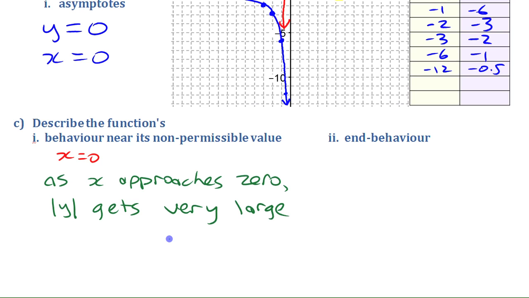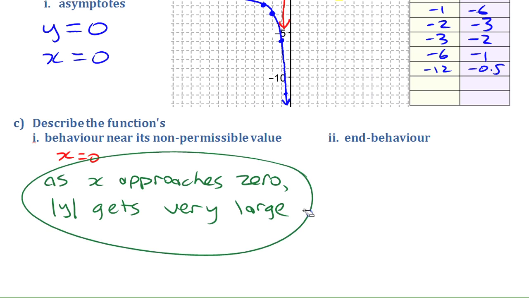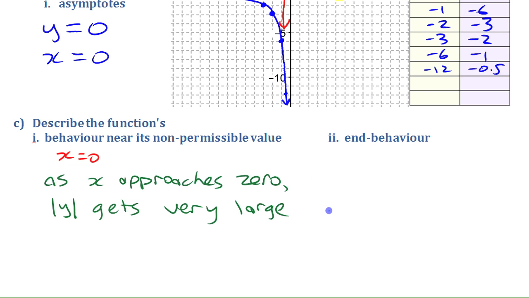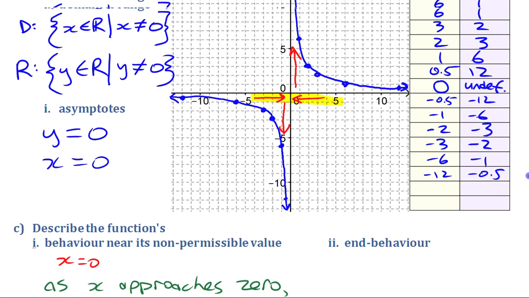Now you notice I haven't said anything here about how the behavior is different on either side of 0. We're going to leave that more for a calculus course, even though we've alluded to it here. We're just going to say that as you get close to 0 in general, the absolute value of y gets very large. All right, that's the behavior near that non-permissible value that I've written in red there.